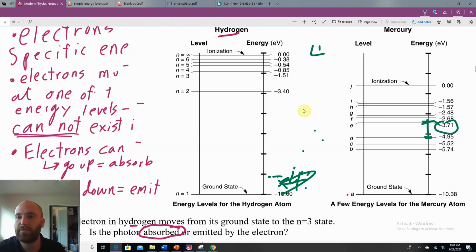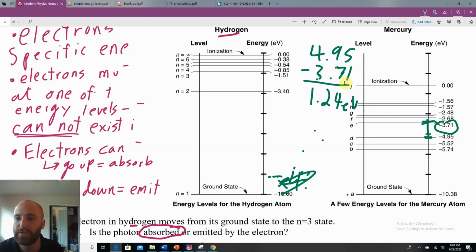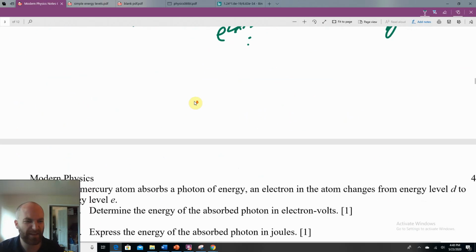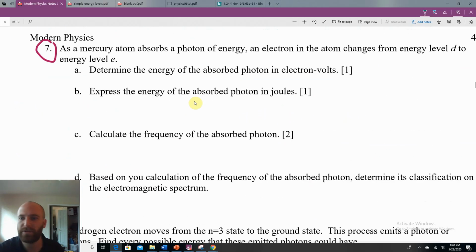4.95 to 3.71. That's the transition that we made. So what's the difference between those? How much energy did it absorb in order to get there? Yeah, 1.24 electron volts. And I think that's our answer, right? Determine the energy in electron volts. Yep, 1.24 electron volts. Cool.